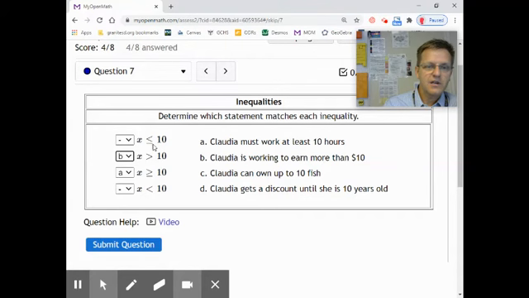So let's see. Which one is 10 or fewer? That's this one right here. This is X is less than or equal to 10.